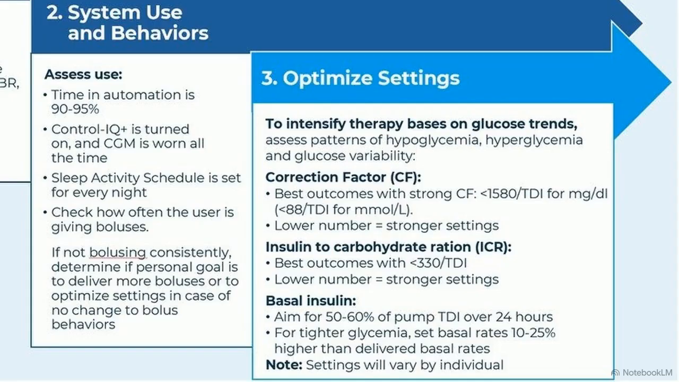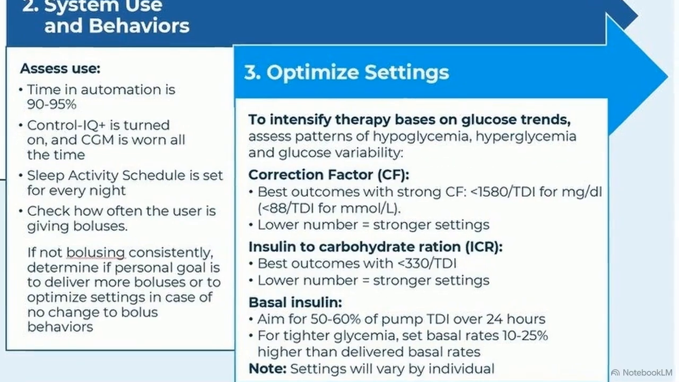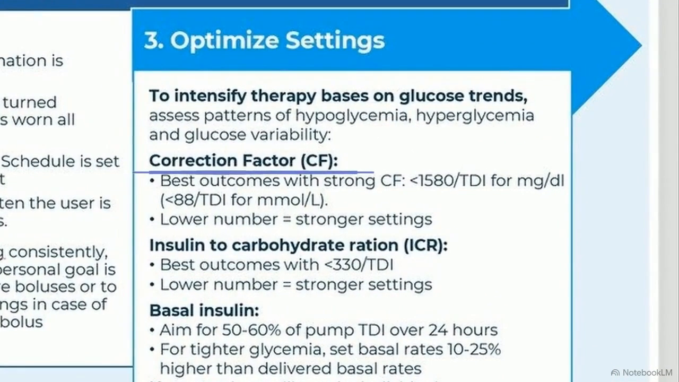This is where we adjust the specific levers of the algorithm based on the patient's glucose trends. The most impactful lever available to the clinician is the correction factor, or insulin sensitivity factor. Adjusting this parameter improves overall time in range without triggering a corresponding increase in hypoglycemia. To calculate a strong baseline correction factor using the Canadian standard, we divide 88 by the patient's total daily insulin to get the value in millimoles per liter.